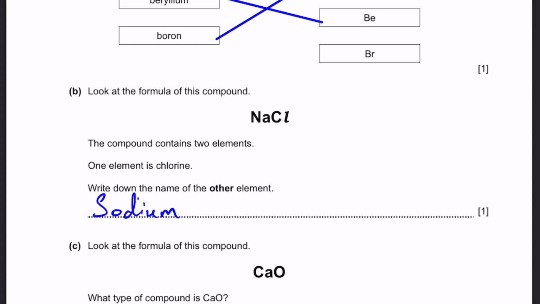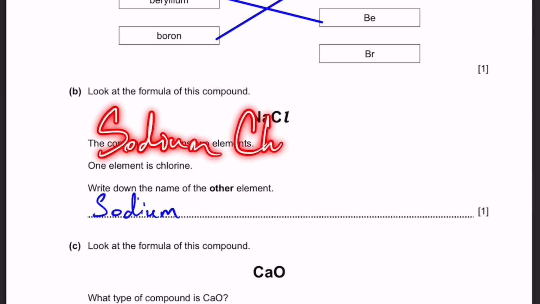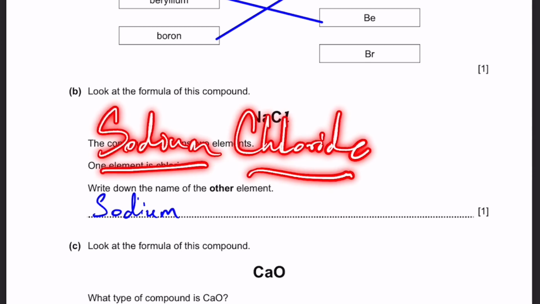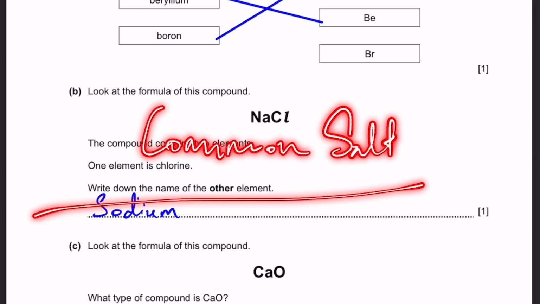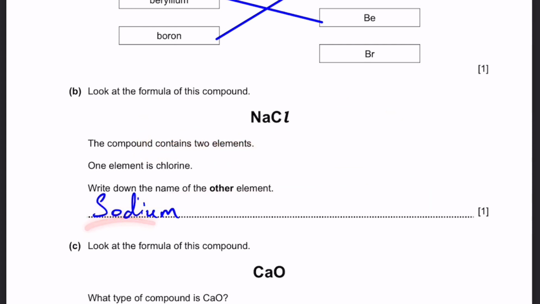B. Look at the formula of this compound. NaCl, also known as sodium chloride or common salt. The compound contains two elements. One element is chlorine. Write down the name of the other element. So as I said, this is sodium chloride, right? Which means it contains sodium and chlorine. So the other element is sodium. Yeah, as I said again, it's common salt. So sodium is the answer.